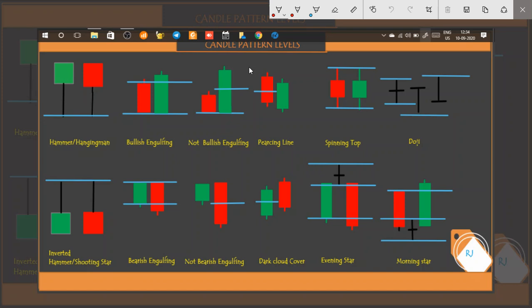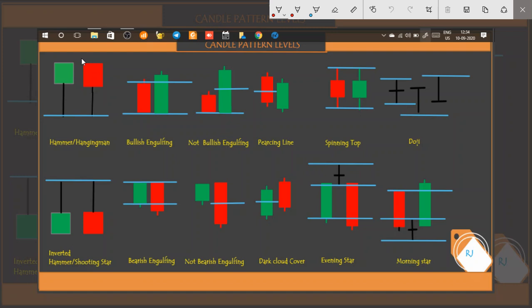Today let us try to discuss the last point in trading, that is candlestick patterns. It sounds very different that we are discussing candlestick patterns as the last part, but candlestick patterns should be the last confirmation we consider while taking a trade.